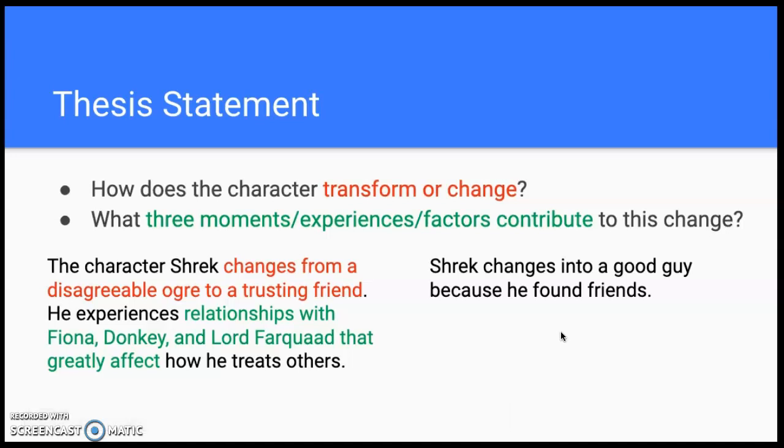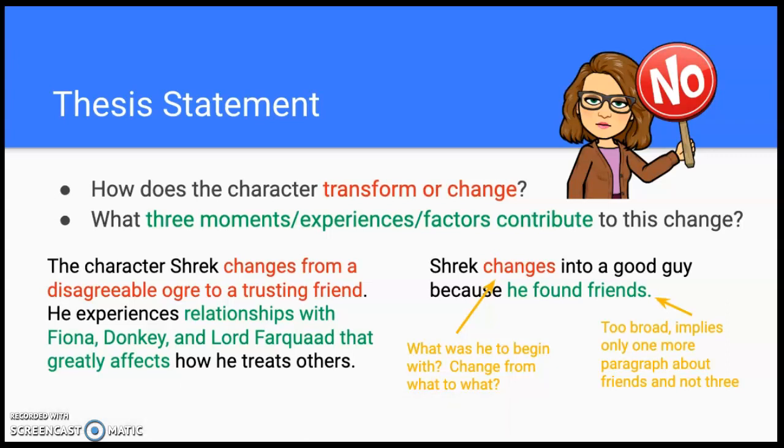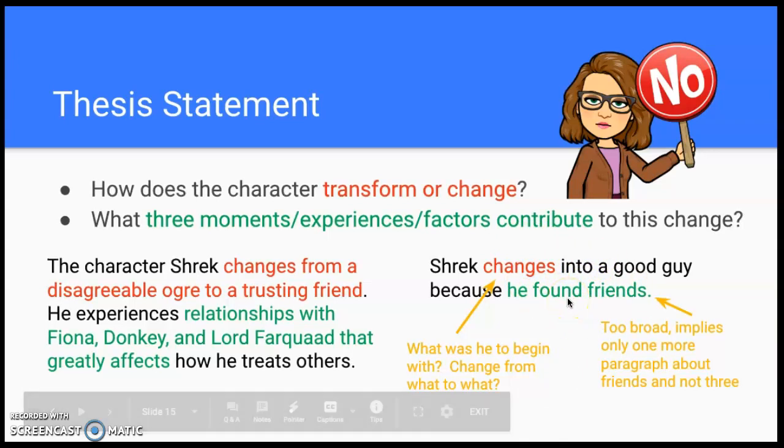This one is not a good one because it says Shrek changes into a good guy because he found friends. It's too simple. It's too vague. She changes from what to what we don't know. It's too broad. It implies that there's only 1 paragraph instead of 3 following paragraphs because he found friends is just one thing. So that does not merit a 5-paragraph essay.